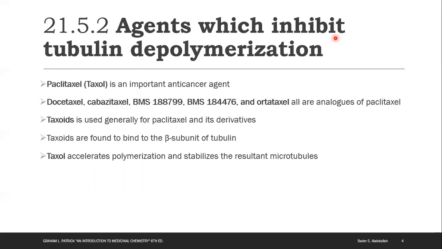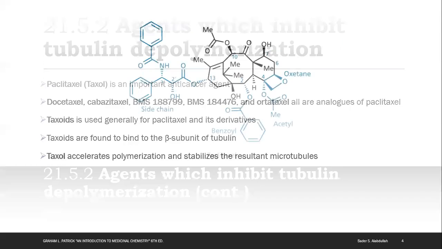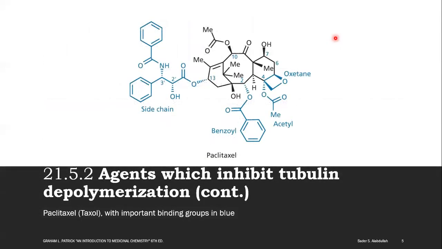If you remember from the first part, we said that tubulin has 2 subunits, the alpha and beta. So paclitaxel and the other analogs bind to the beta subunit of tubulin. Taxol accelerates polymerization and stabilizes the resultant microtubules. That is how it inhibits the depolymerization process. Okay, this is the structure of Taxol.